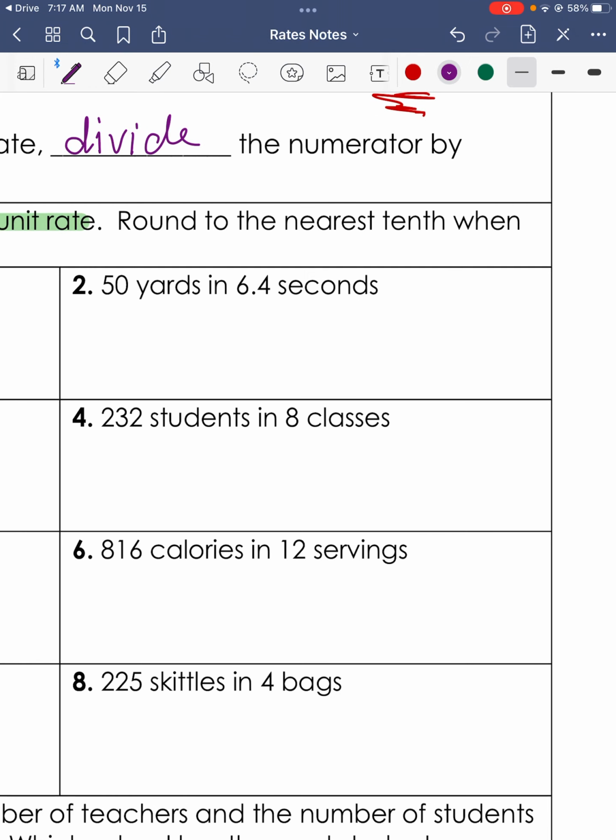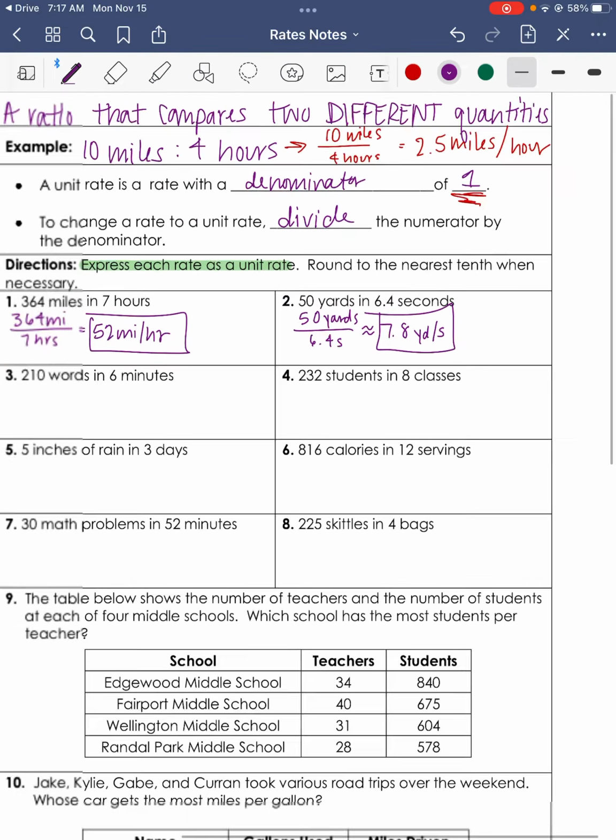Let's do one more. 50 yards in 6.4 seconds. If I just put this in my calculator to divide, I'm going to have to round this one. So instead of an equal sign, I'm just going to use an approximately equal to. We talked about that at the beginning of the year. 7.8 yards per second. And there's my answer there.